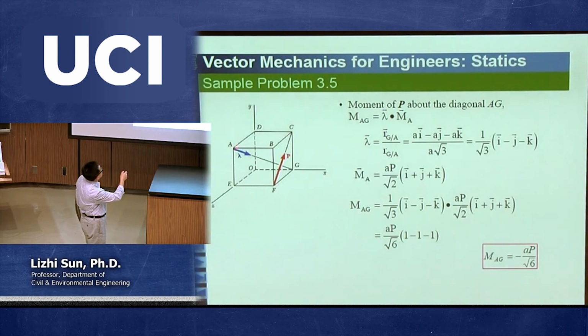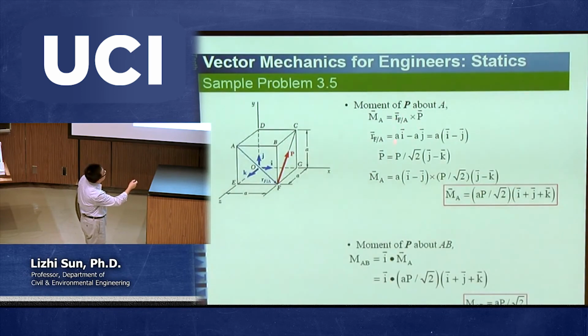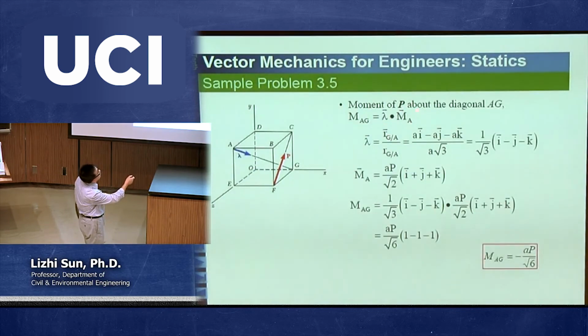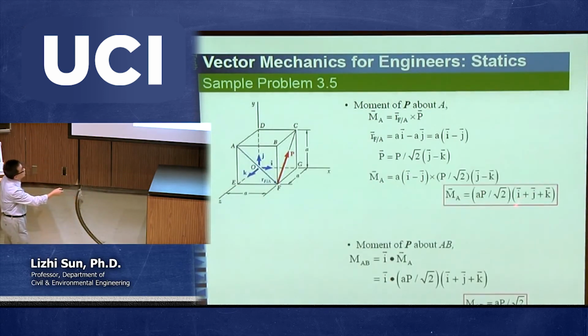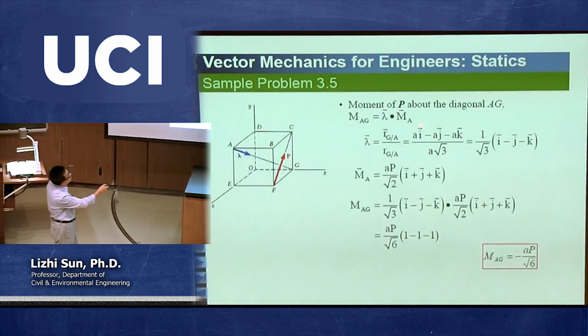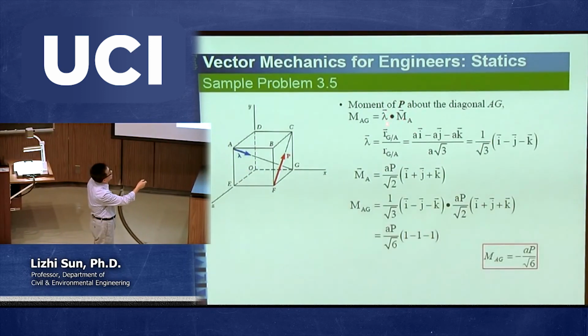So the distance vector from A to F, that's the R cross F, cross P, that's exactly this, right? So then I'm basically copying this one to here directly. So MA, again, is this one. So AP divided by 2 square root IJK, which is, of course, the same with this, right? So basically, we're done with the second term. We just need to go back to look at the first term, which is called the lambda.